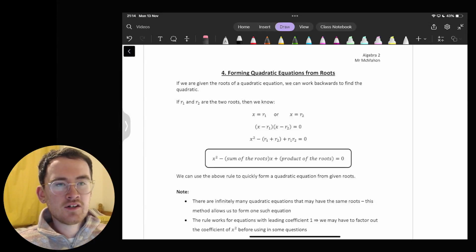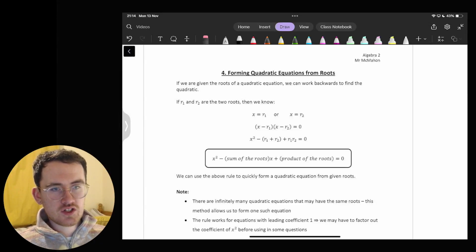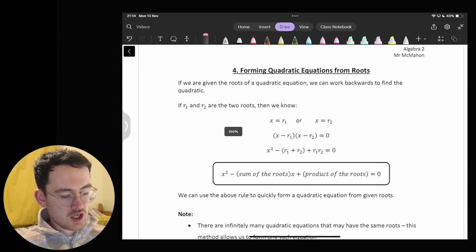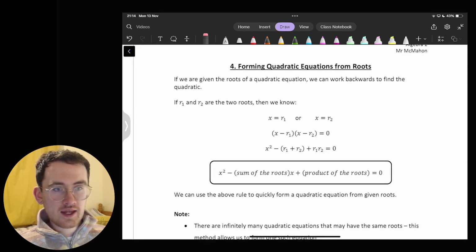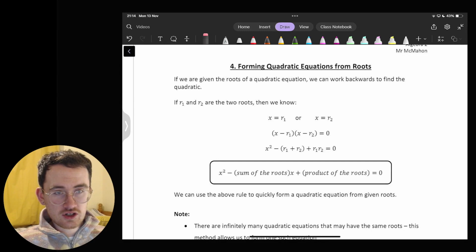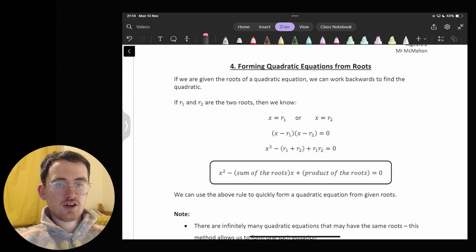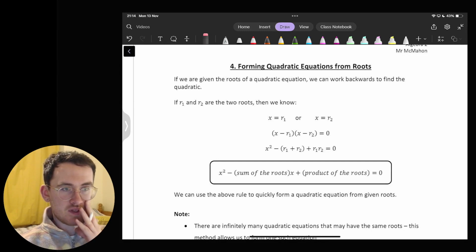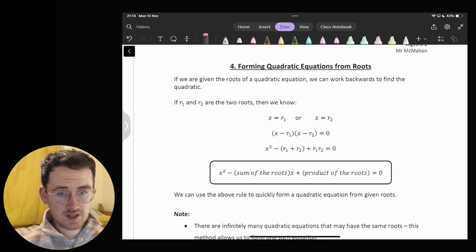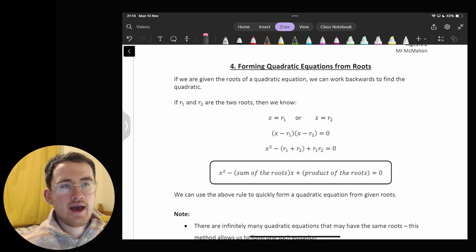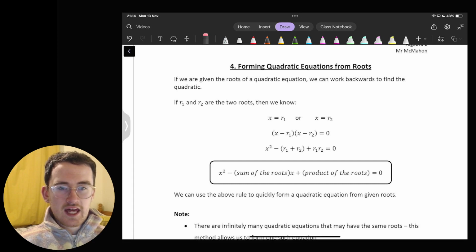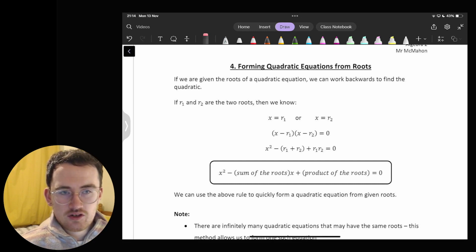Okay, so let's look at forming some quadratic equations from the roots. This is something that you would have done a little bit at junior cert as well, and you would have done it a particular way at junior cert. We're just going to introduce another little quick rule that can help us with these questions, but in the vast majority of cases, you can actually do it in kind of the same way that you have done it already. But this rule can just help us along. It can just save us a little bit of trouble sometimes.